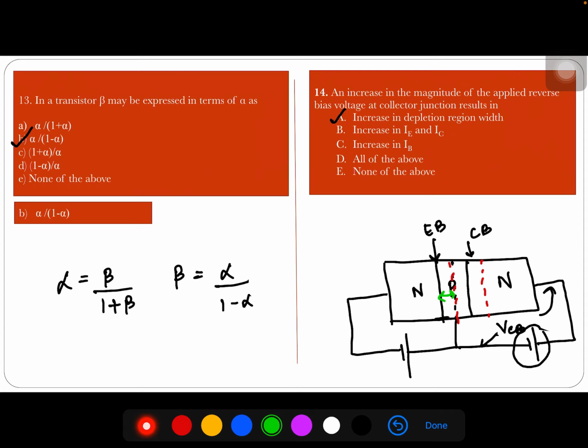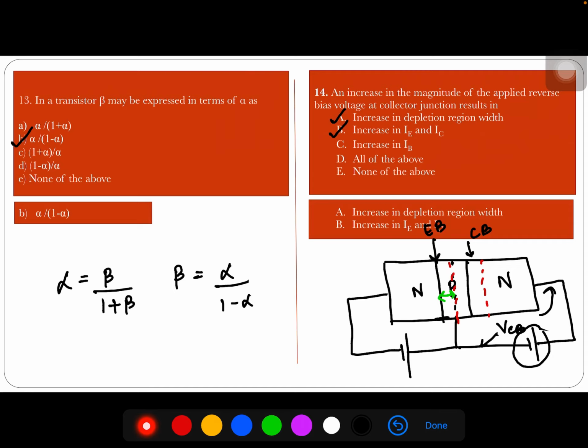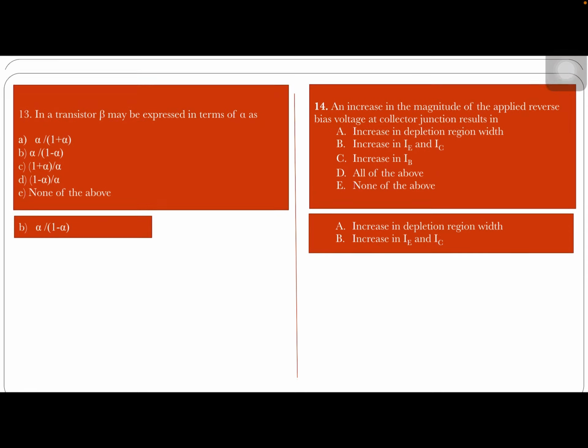Now IB will further decrease, and when IB decreases, IE and IC will increase, because if 2% of the electrons were recombining previously, now due to the decrease in the width of the base, these electrons will recombine only to 1% or 0.5%. So more electrons will pass from emitter to collector, and hence IE and IC will both increase. So B option is also correct. I think only A and B are correct. So let us see the answer. Yes, A and B are the only correct options.